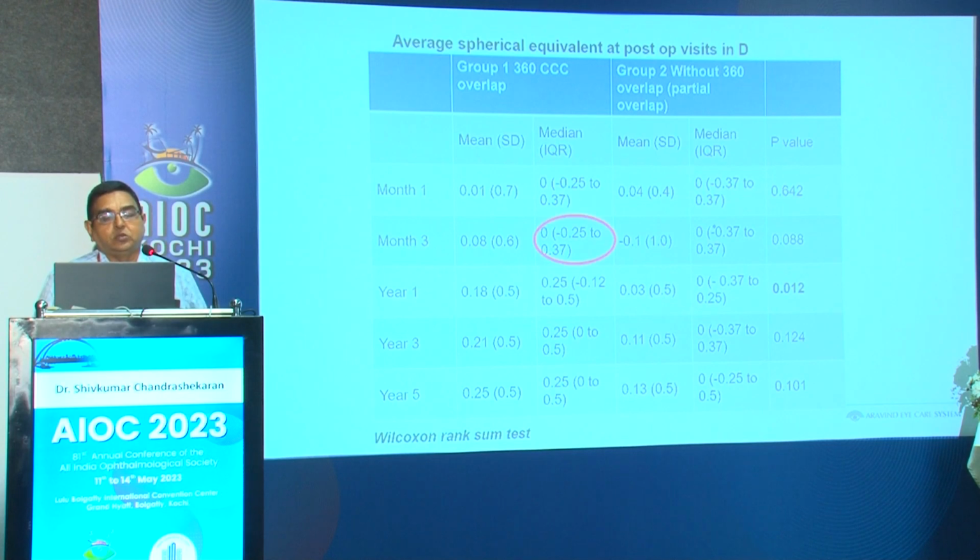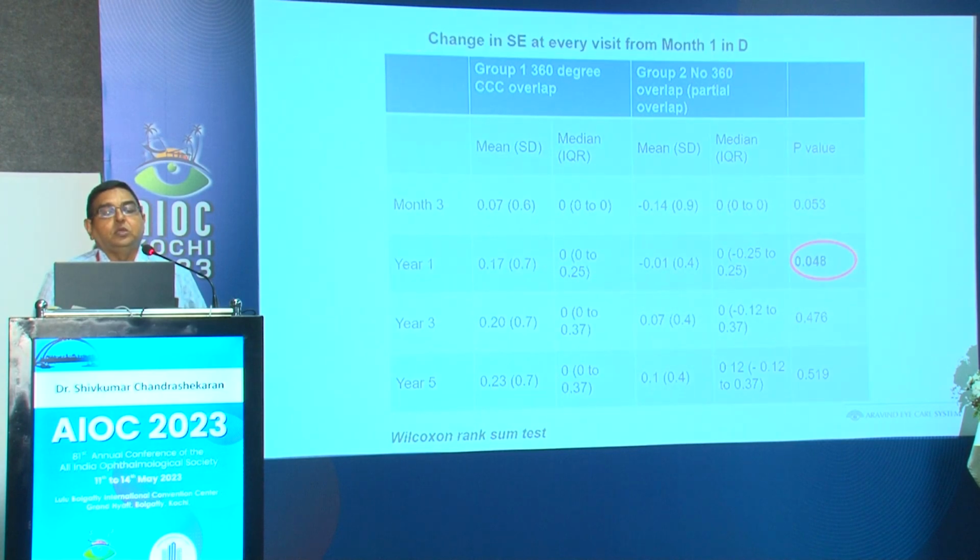When we looked at the median also, the medians in both the groups were 0, but the interquartile range was a little higher in the second group, suggesting a wider range of refraction. And there was a hyperopic shift to be noted from the first year onwards in the median in the first group. Looking at the amount of change also reflected the same thing.